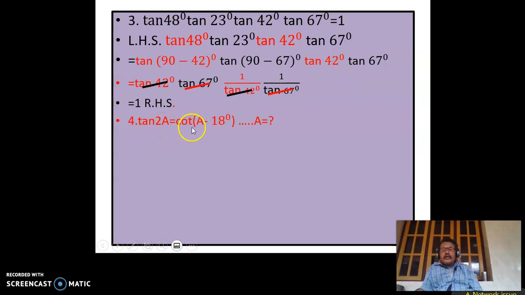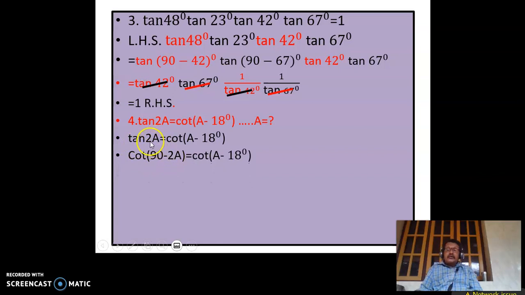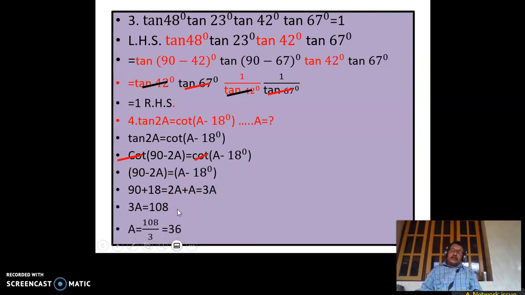Now, tan 2a equals cot a minus 18. Find a. This can be written as cot 90 minus 2a equals tan 2a. So here the cot cancels, and 90 minus 2a equals a minus 18. So 90 plus 18 equals 2a plus a, which is 3a. So 3a equals 108, a equals 108 by 3, so a equals 36 degrees.